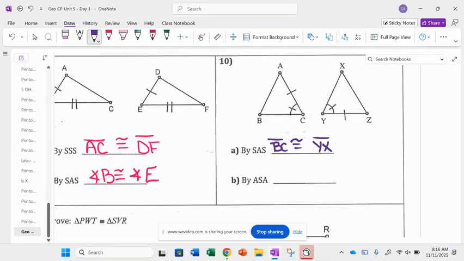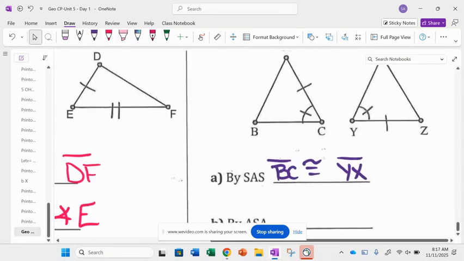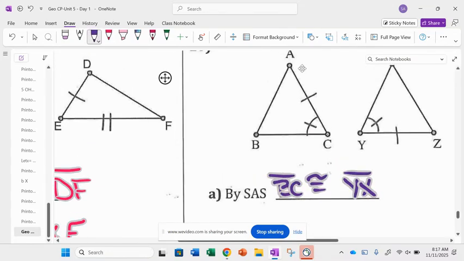So for ASA, Kate, you need an angle, a side, and then another angle. But the two angle marks have to be on the segment that has the slash on it. So for the first triangle, we have angle C and we have segment AC, right? They have slashes on it. So what would be the last angle that we would need?